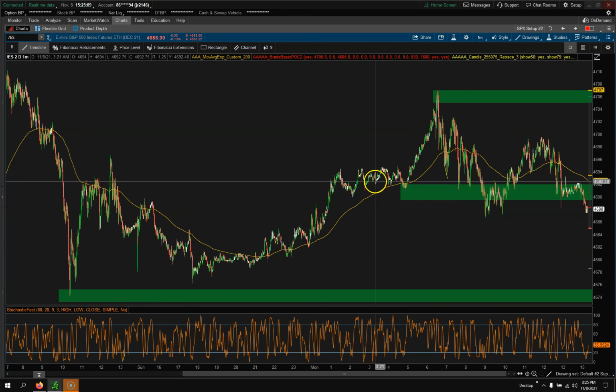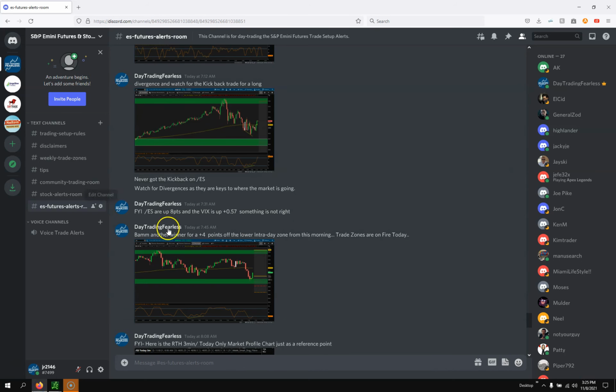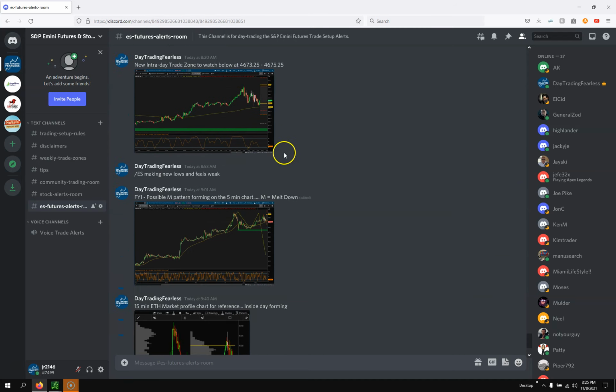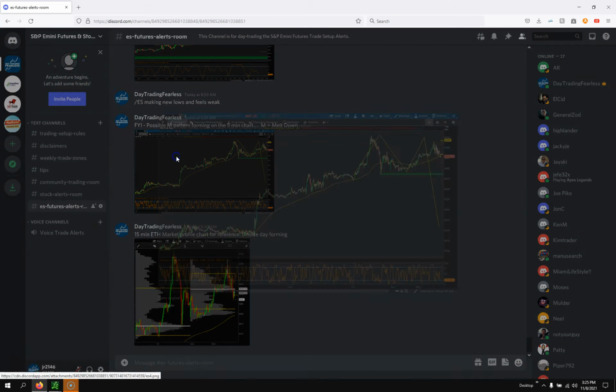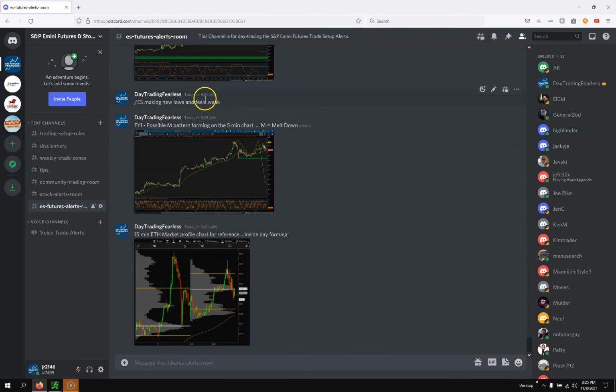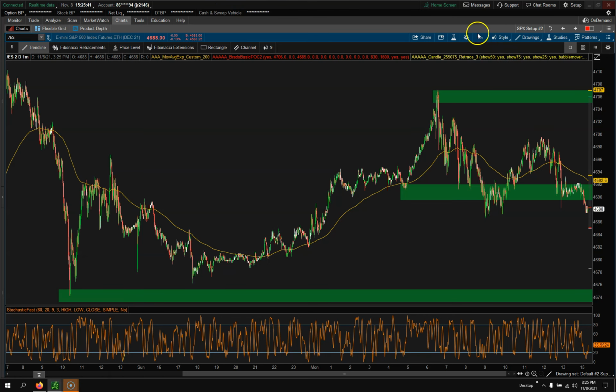And that was it for the trades, 2 for 2. Really no need to trade more than that. The day was over early. I even showed, bam, another winner. This was the first bounce, but that later on went. And then there was really nothing else except for this. I said, watch for this big M pattern. We're on the 5-minute chart. Possible M pattern forming on the 5-minute chart. M stands for meltdown. So let's pull up a 5-minute chart.